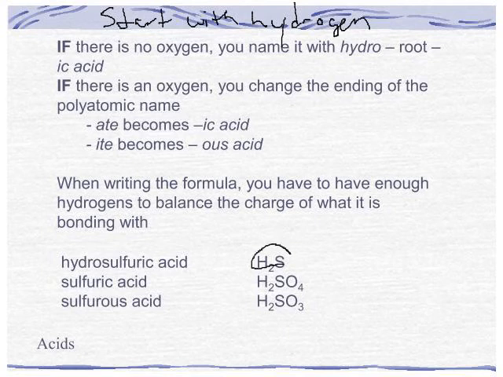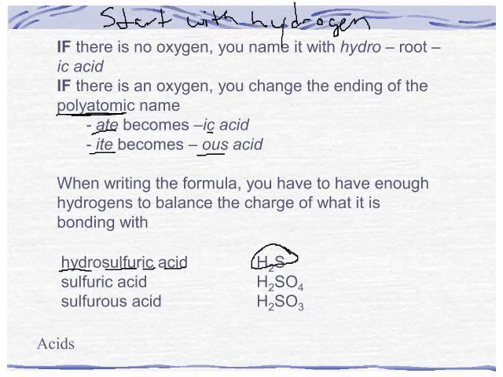So down here, we have H2S, sorry about that. So it's hydro, S is sulfur, so hydrosulfuric acid. That's how we name it when we don't see any oxygens. If there is an oxygen, then we have to look at our polyatomic ion list, which we just said was on page 10 or 11 in your book. If the polyatomic name ends in ate, then you change your ending to ic. If it ends in ite, you change your ending to ous.